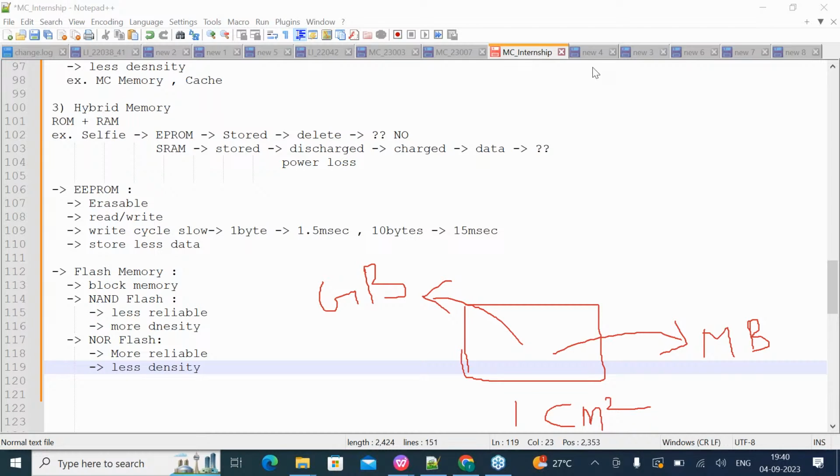So within the same area, I can store more data. Understood? More density, you can store more data. Less density, you can store less data, in simple terms. Correct? Chip space and all the technical terms you are using are correct, but I'm using simple terms to explain it so that everybody can understand.